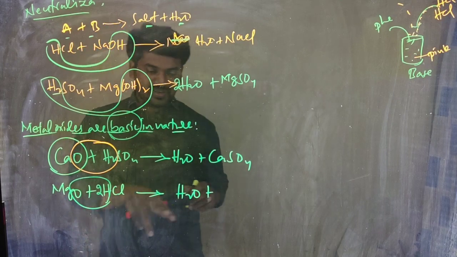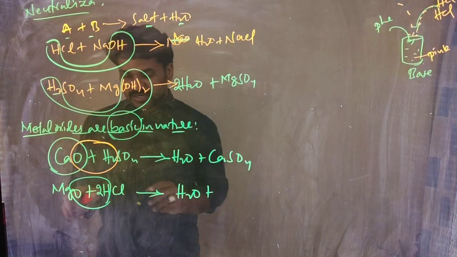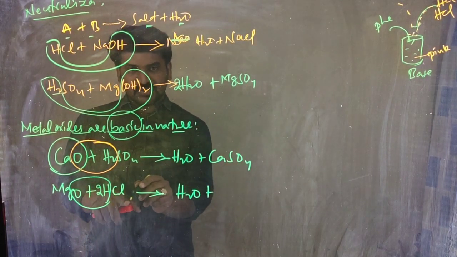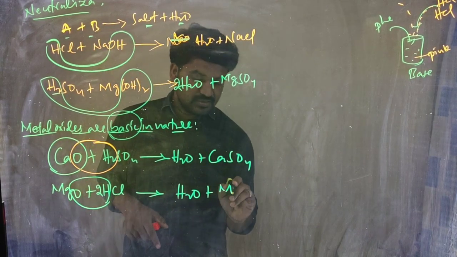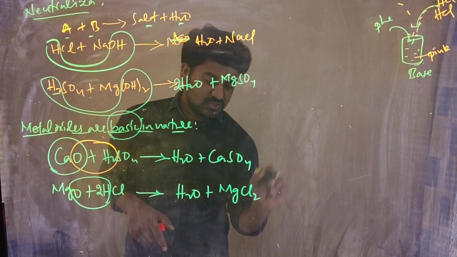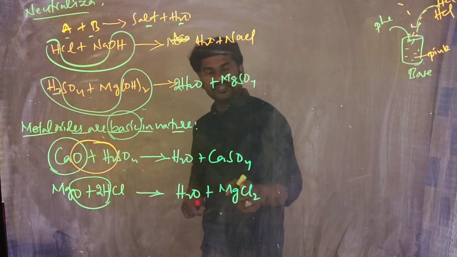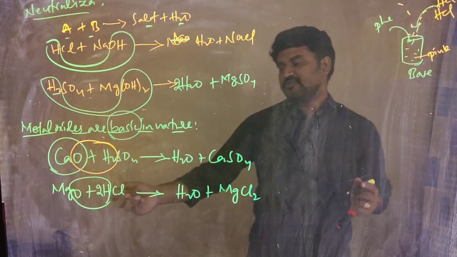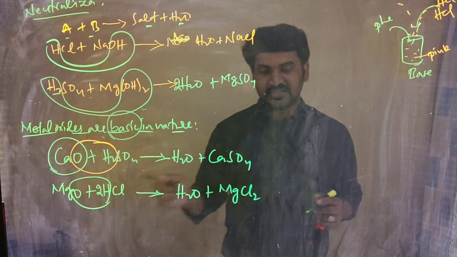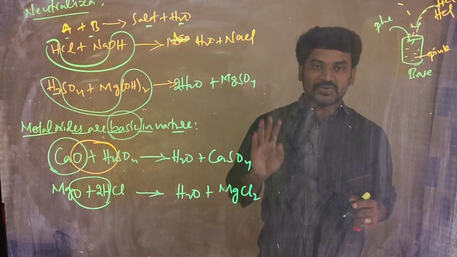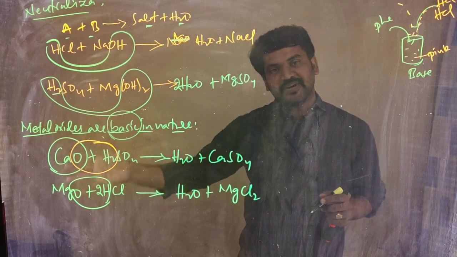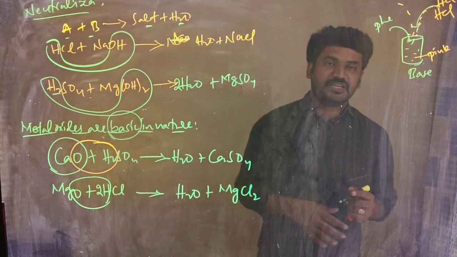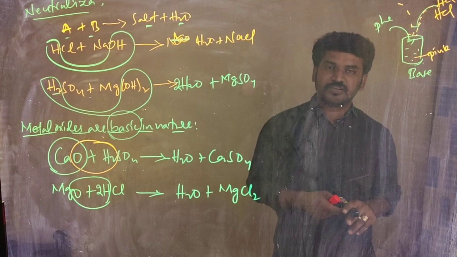H2O is going away in the form of H2O, and this 2 belongs to chlorine also, no? So 2 chlorines will be there and Mg is there. So we'll get MgCl2. Again water and salt. That is, when you're reacting a metal oxide with acid, you will get salt and water. So you can say that by comparing with the neutralization reaction, metal oxides are basic in nature.